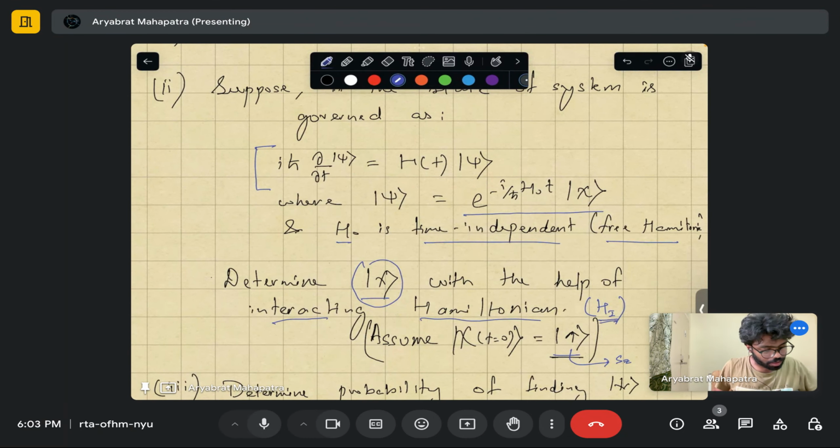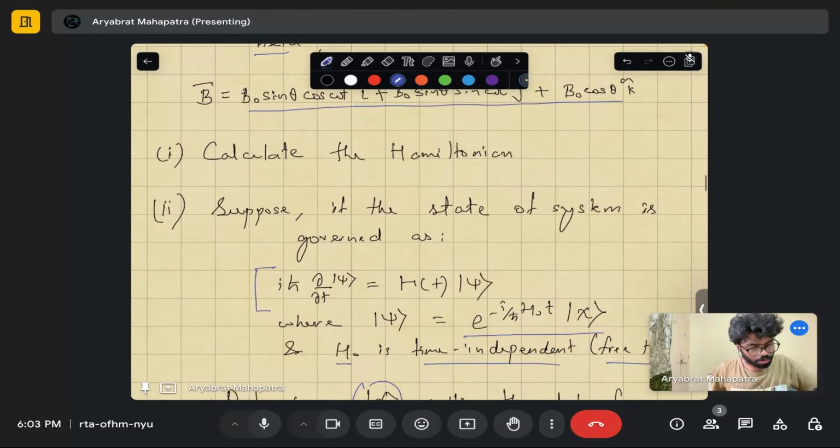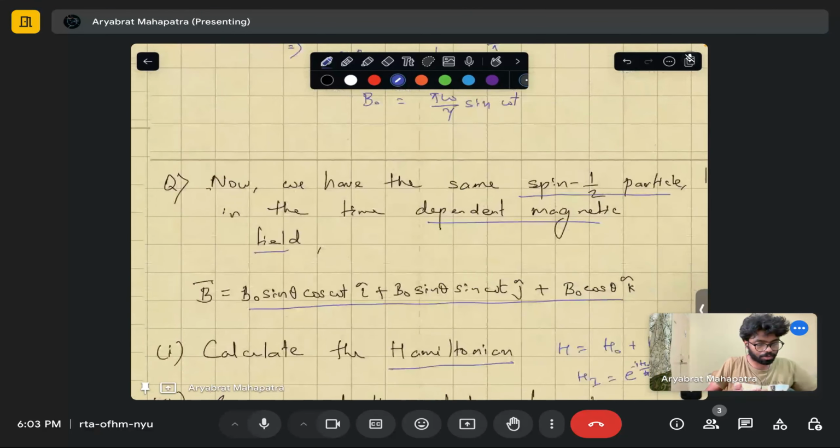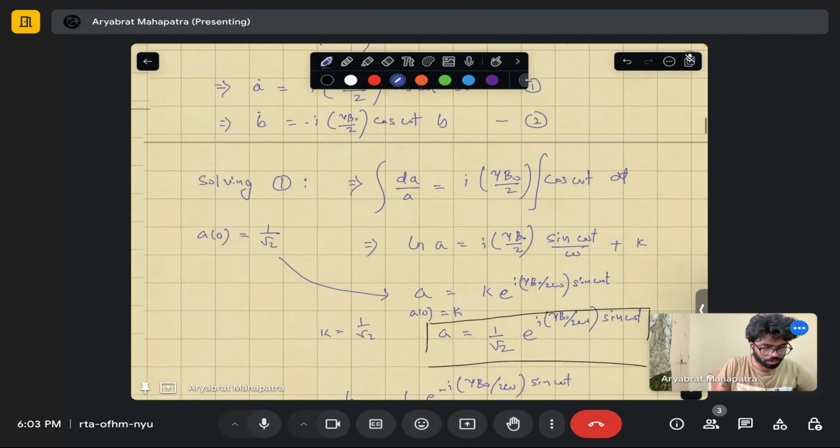This HI is calculated using your total Hamiltonian. You first break your total Hamiltonian into H naught and HP, and from this HP you calculate HI. That is exponential of minus i H0 t by h bar, HP, exponential of i H0 t by h bar. So that is how you calculate HI. And once you calculate HI, the process is the same, same as how we did in the first question.